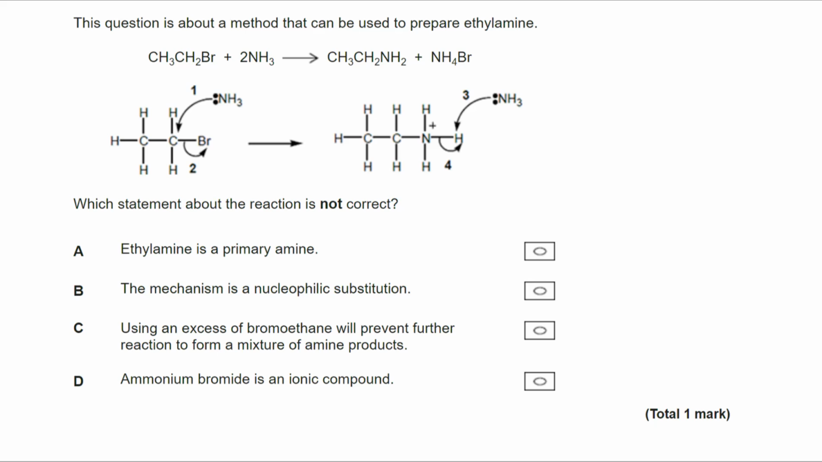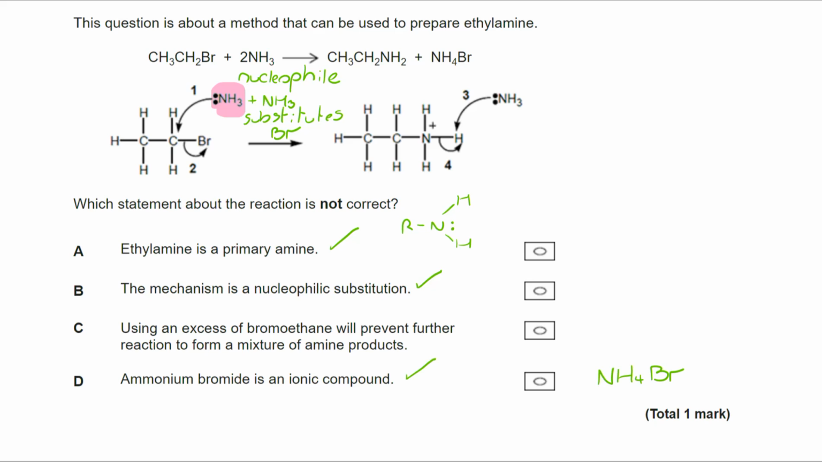Which statement is not correct? Well, ethylamine is a primary amine. For year 12 students, you may not be aware yet of secondary or tertiary amines or quaternary ammonium salts, but those of you in year 13 will know that. The mechanism is a nucleophilic substitution. It is. The NH3 has a lone pair. It's attacking a delta positive carbon. It's nucleophilic, and we are substituting our ammonia for the bromine.